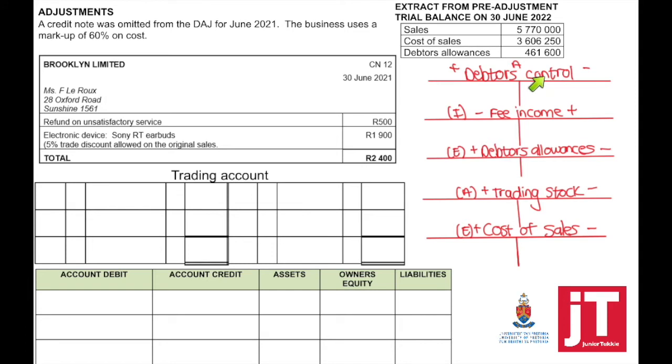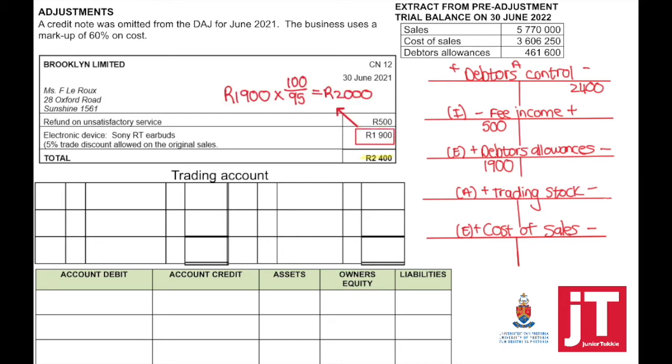So we need to open debtors control. Why? Because of service fees, which means we need to open fee income, and for goods that was returned. This means we need to open debtors allowances. Because we got the goods back, it means that trading stock and cost of sales must be open. Account credited, debtors control with 2,400. This was because of returns, and for fee income 500 and 1,900 respectively.